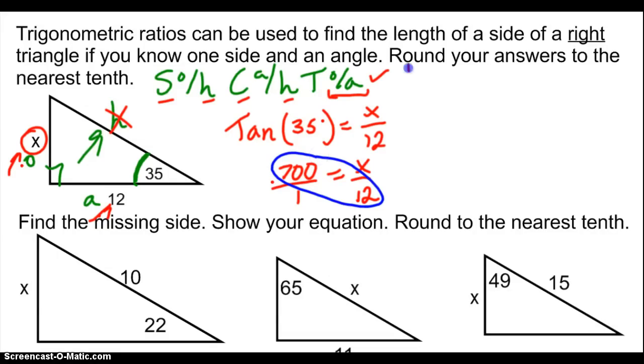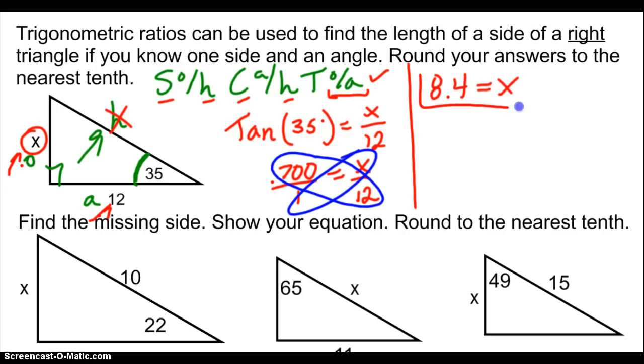0.700 times 12 will give us, let's see, 8.4. And x times 1 is just x, so 8.4 equals x. And there's our answer: x equals 8.4. So coming back to the original problem, this x is now 8.4.